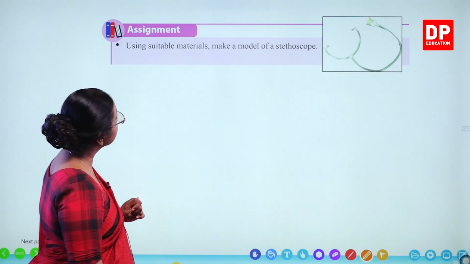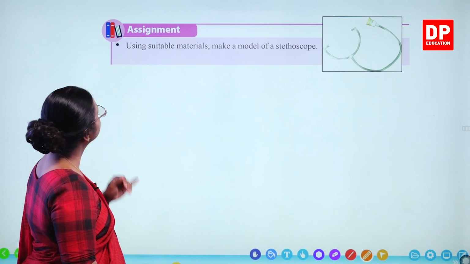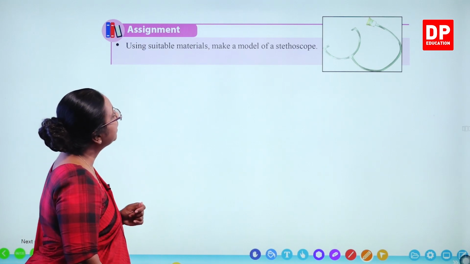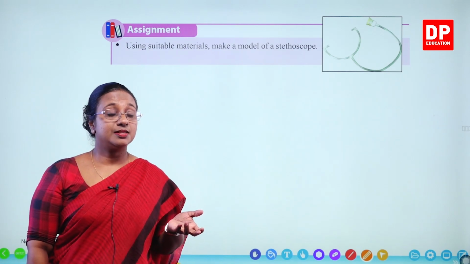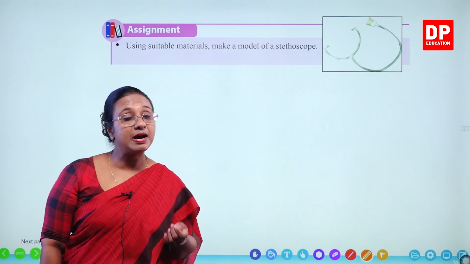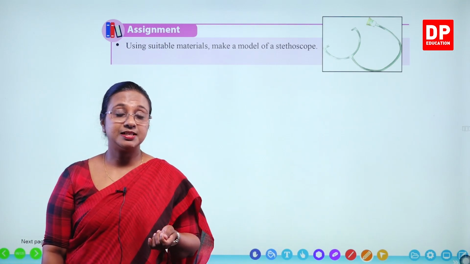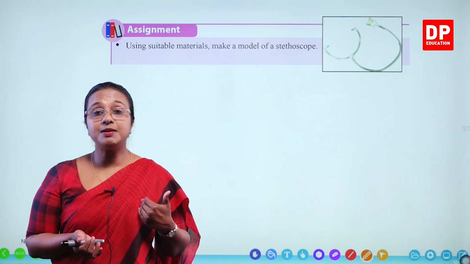Here, there is an assignment given to you. Using suitable materials, make a model of a stethoscope. So, you all know what a stethoscope is. This is used by doctors and medical personnel to listen to the heartbeat.